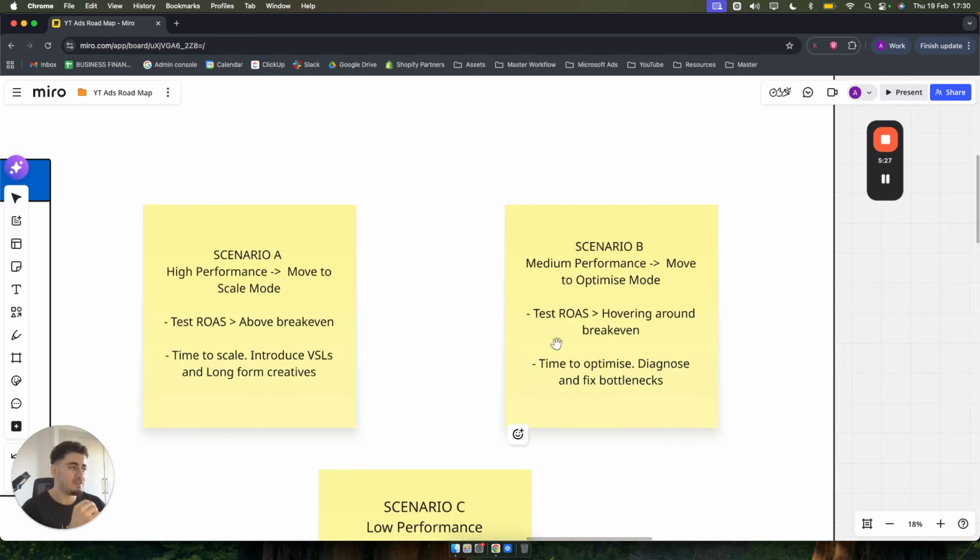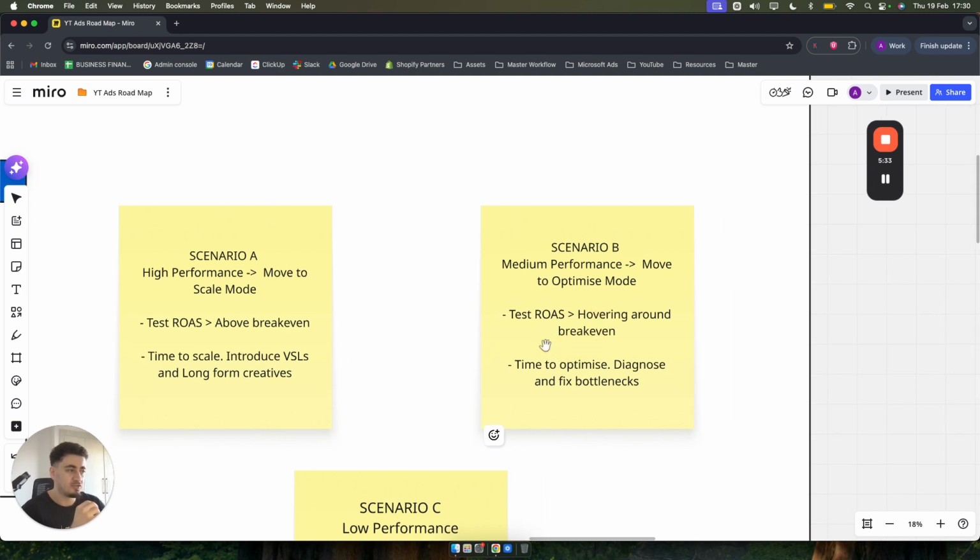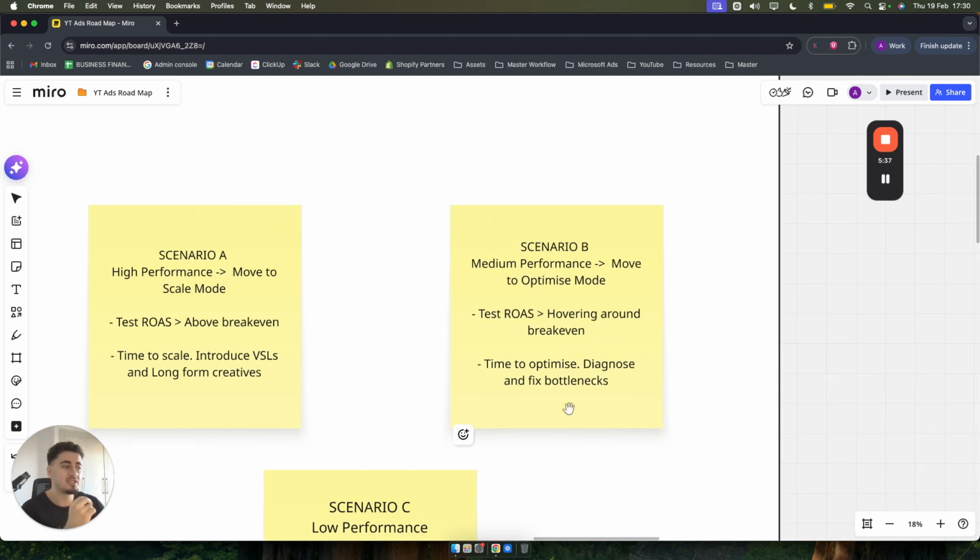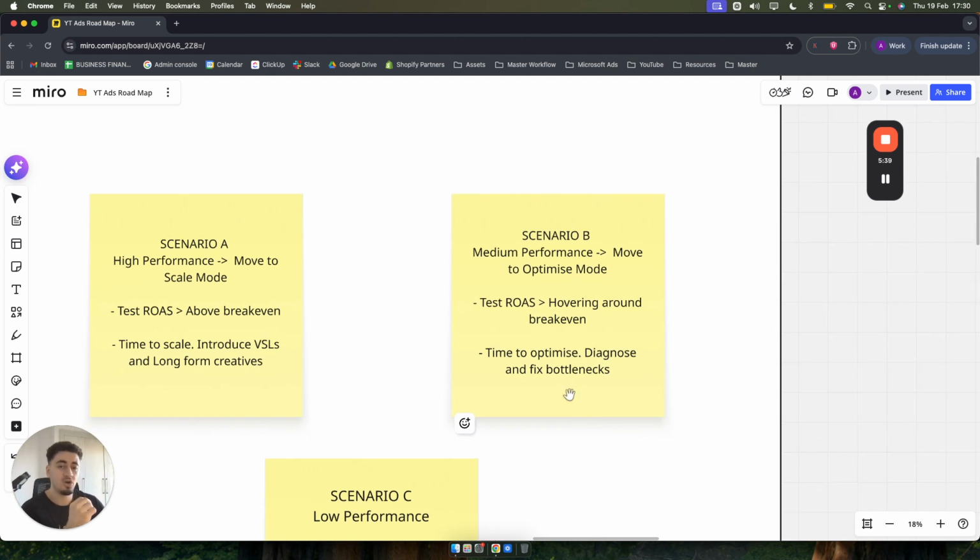Scenario B. This is mid performance. So like you're kind of hovering around break even, maybe a bit profitable, maybe losing a bit of money. So, you know, the test ROAS is, like I just said, hovering around break even, right? What you want to do here is time to optimize. Diagnose and fix the bottlenecks. Is the bottleneck the CTR? Is it the conversion rate? Is it on the creative aspect? Is it on the website? Is it the offer? Is it the targeting, right? Let the data guide you.